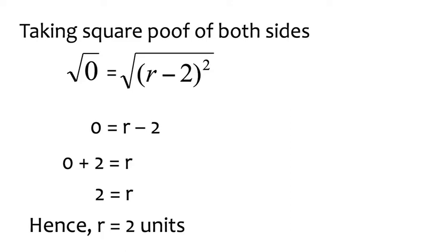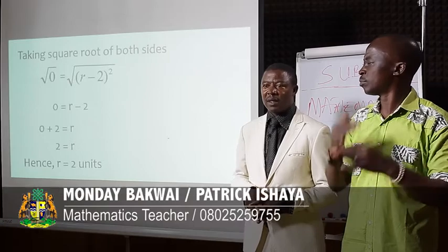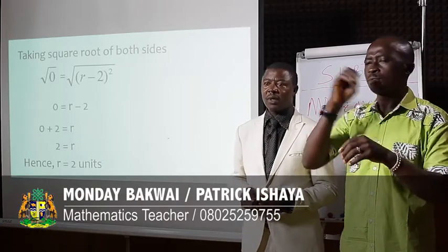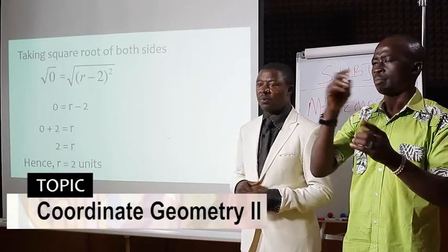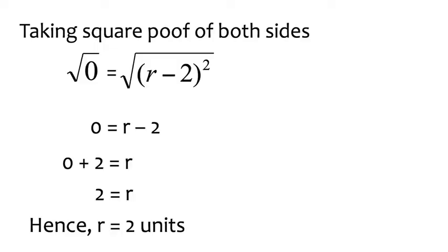The square root of 0 equals the square root of (r minus 2) squared. The square root of 0 is 0, because 0 times 0 is 0, equivalent to r minus 2. The square root divides the square. So we will now collect like terms. 0 plus 2: the negative 2 crossing the equality sign becomes positive 2. So we have 0 plus 2 equals r. Our r in this case is 2. Hence, r, which is one of the coordinates of point T, is equal to 2 units.